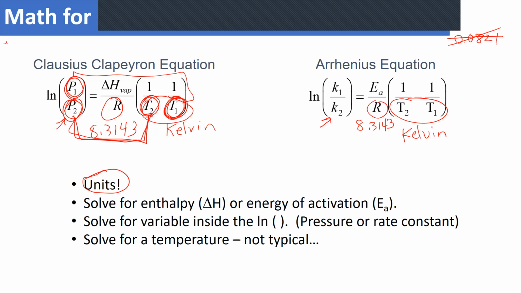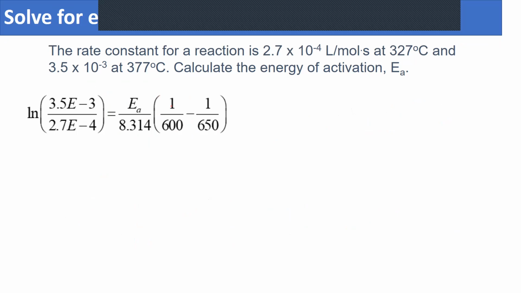All right, so we're mainly going to focus on solving for this variable, the same variable in both equations, and solving for a pressure or a rate constant, which is inside the natural log. So you have to know how to handle the natural logs. You could also solve for a temperature, but that's not as common, so we will not be going over that. Our first example involves the Arrhenius equation. The problem is given here.